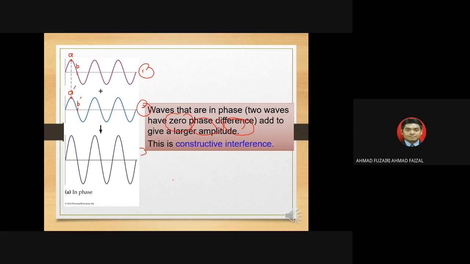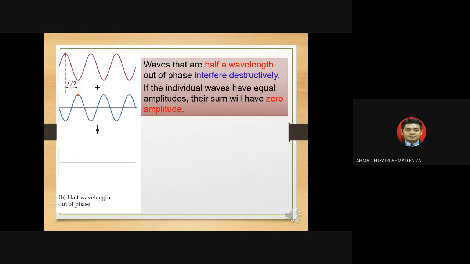Okay, zero phase difference. Now this is the wave that has half a wavelength out of phase. Look at the words half a wavelength out of phase. Definitely out of phase. When out of phase, okay, look. If you put A and A prime, they are not on the same phase.